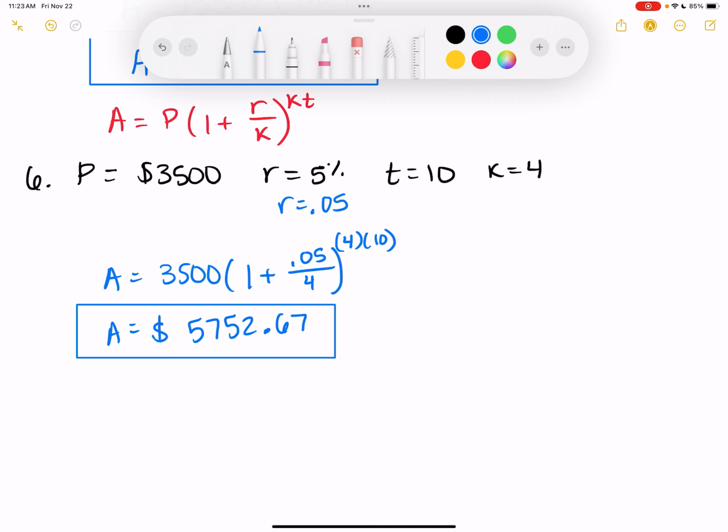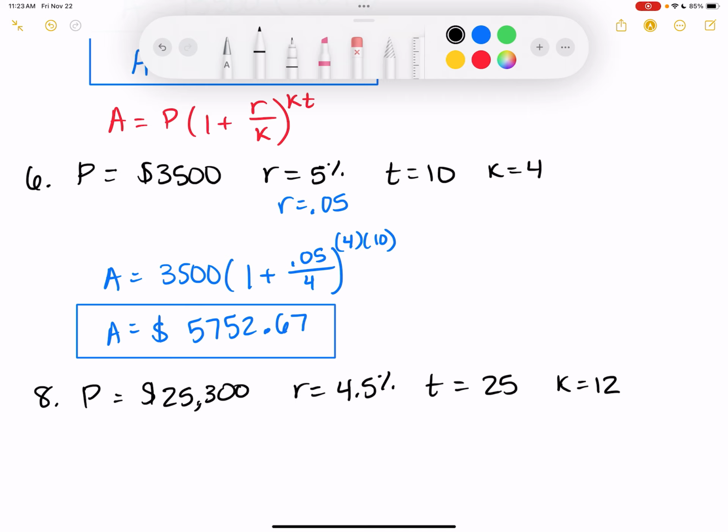All right, number 8. P equals $25,300. R is 4.5%. T is 25. And K is 12. So when we get to the word problems, if K is 12, it will say something like compounded monthly, which implies 12 times per year.